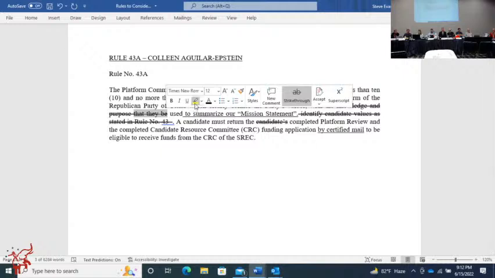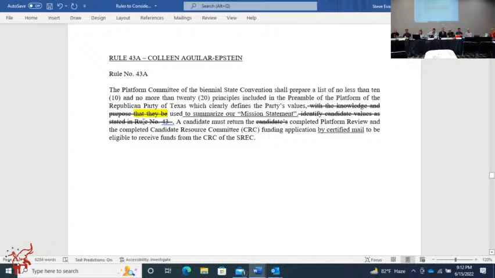Is there any objection to this amendment? Any objection? There being no objection, we'll accept it amended.